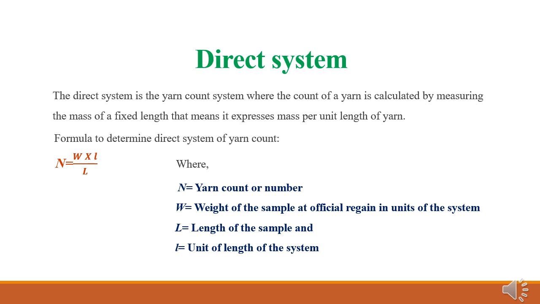The following formula is used to calculate the direct system of yarn count. Capital N equals capital W into small l divided by capital L, where capital N is yarn count or number, capital W is weight of the sample at official regain in units of the system, capital L is length of the sample and small l is unit of length of the system.